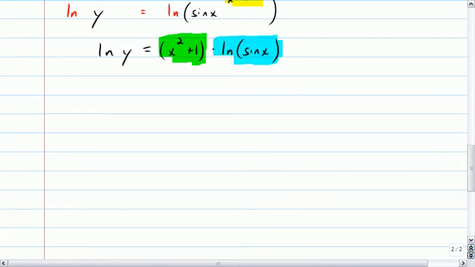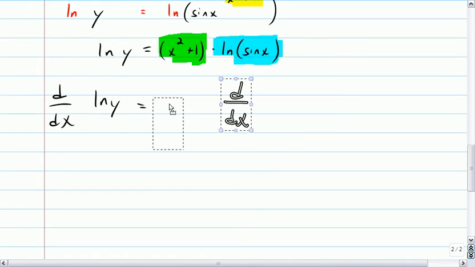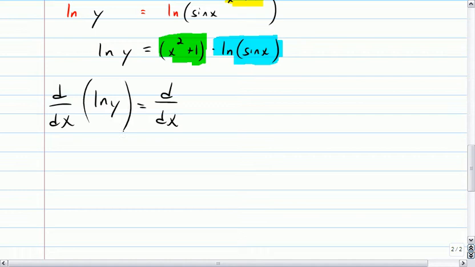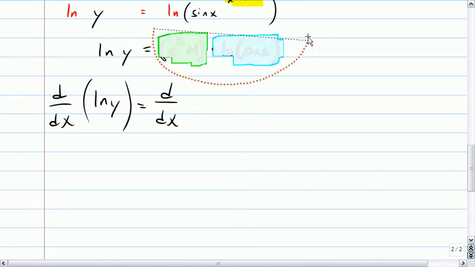So d dx of the left equals d dx of the right. If two things are equal, then their derivatives are going to be equal. If you want to think algebraically, what I'm doing to both sides is taking the derivative of both sides with respect to x.